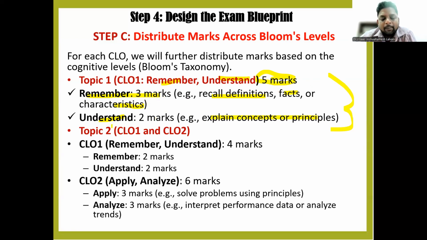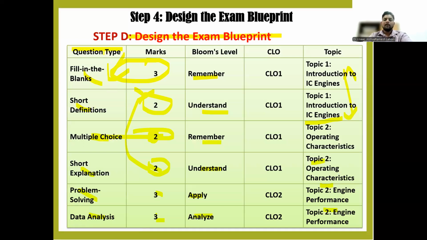And again, topic 2. Now in CLO2, we are taking apply and analysis kind of questions. For apply, the exam will involve solving some basic problems using some principles, and for analyze, interpreting some performance data. For your course, you can select what kind of questions you can ask. Previously we have already satisfied 3 points, so totally in the case of 15 points, you will have 33 percentage of 15 points in topic 1 and the rest in topic 2.